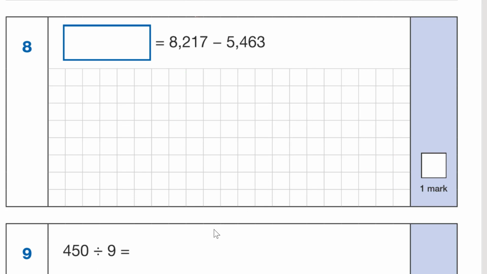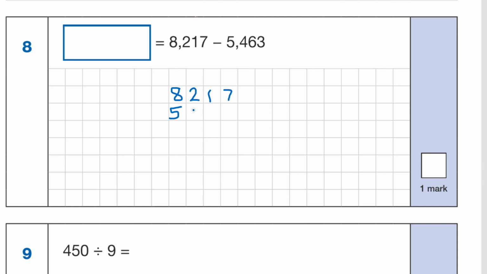Question 8, another question with the answer first. Okay, so there's quite a few in this paper. So remember, if you wrote this the other way around, 8,217 take away 5,463 equals, it would be a lot more obvious. It's just really getting your head around the fact that it does not matter which way round the equal sign is. Both sides of the equal sign are the same value.